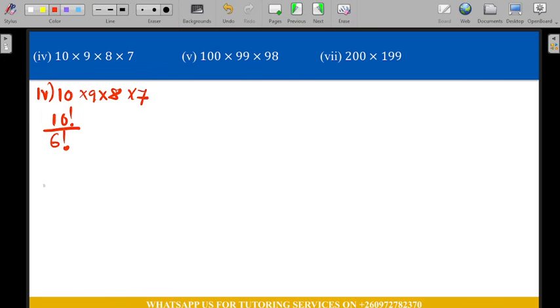Then we have part 5. We have 100 times 99 times 98. So you check between 100 and 98. Do we have any number missing? We don't have any. So this becomes 100 factorial over. Since we're ending at 98 and not at 1, you say 98 minus 1, it gives 97. Now factorial.